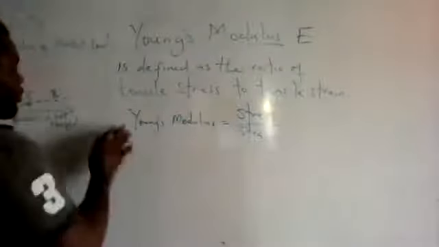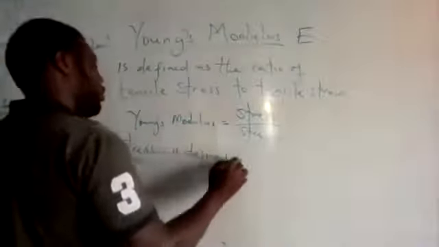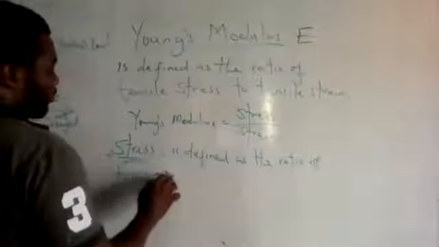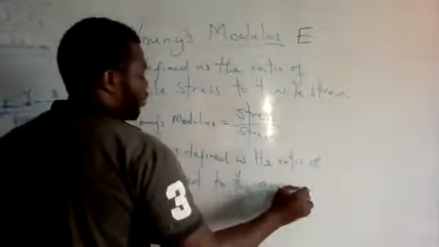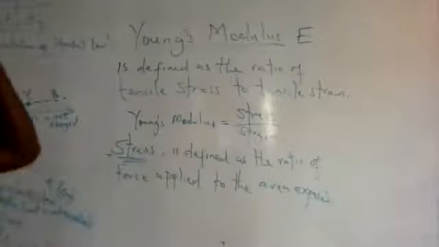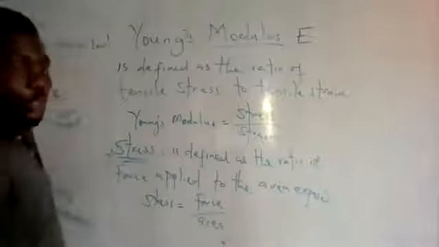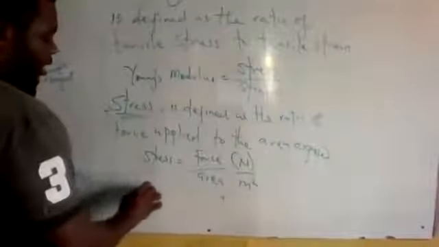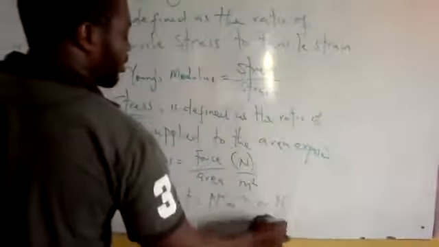Now, how do you define stress? Stress is defined as the ratio of force applied to the area exposed. So basically, we are saying that stress is force over area. Remember that our force is in newtons and our area is in meters squared, so its SI unit is newton per meter squared. That is stress.